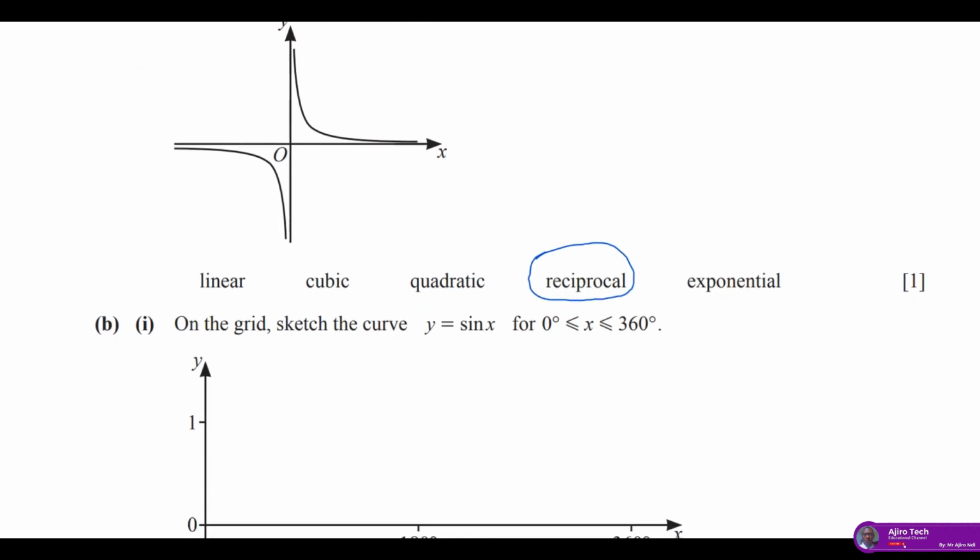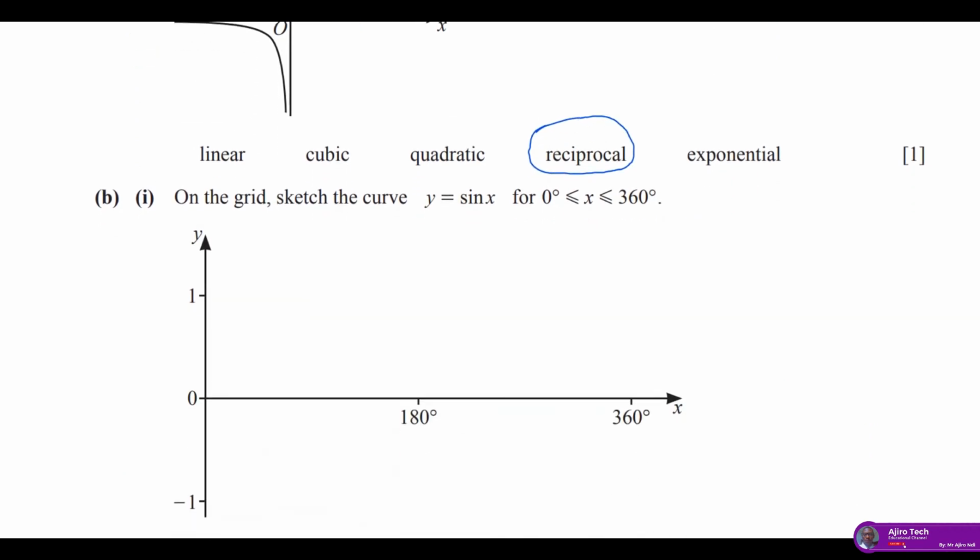On the grid, sketch y equals sine x. Let me sketch it. I like to mark halfway through 180, and halfway between 180 and 360. This is 270 and this is 180. Sine x will climb and peaks at 1 at 90. Sorry, I meant to write 90 degrees here. It peaks at 90 degrees, and then it comes back down to 0 at 180.